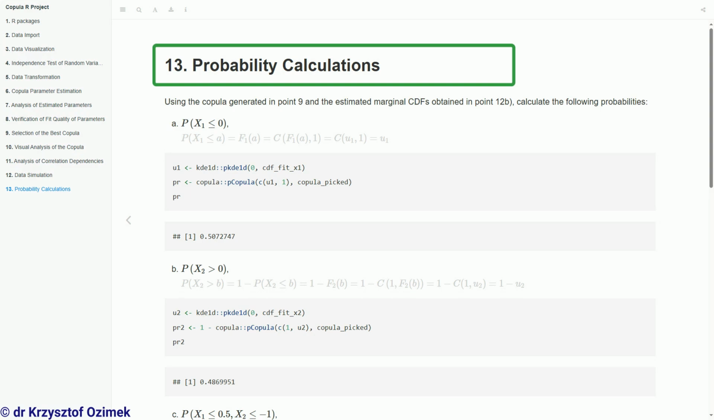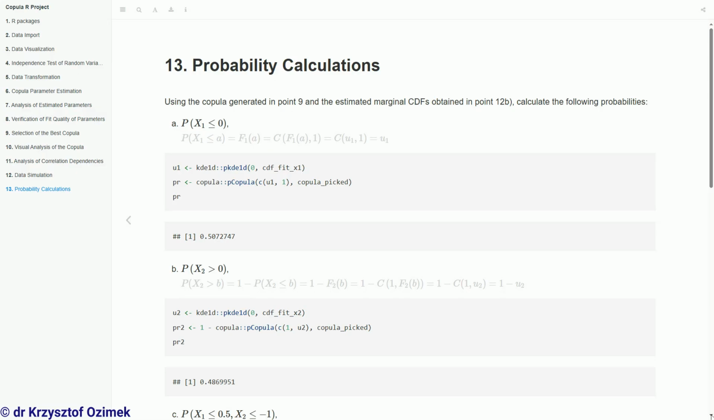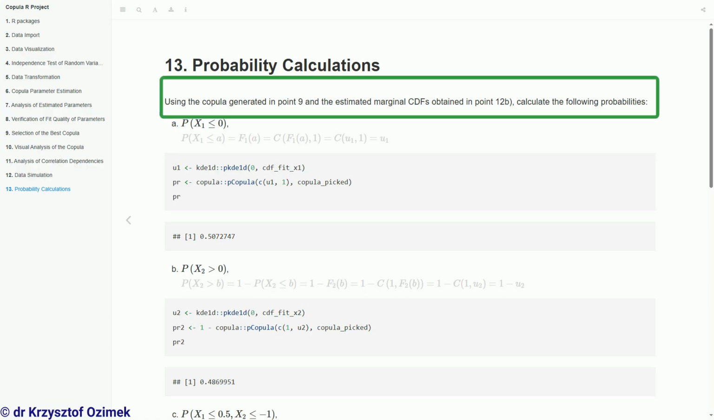We now move on to the 13th and final stage of the project. In this stage, we calculate specific probabilities using the copula model. These probabilities pertain to individual variables, joint probabilities, and conditional dependencies. The calculations are performed using the Clayton copula defined in stage 9 and the kernel estimated CDFs for x1 and x2 obtained in stage 12b.